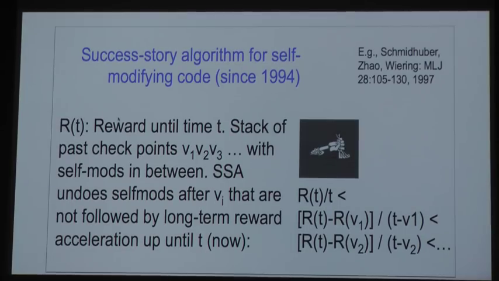So we force the system to do credit assignment all the way back in the history of learning algorithms so that it keeps improving, but every time in the life of the system we are ready to undo even old self-modifications if they have not been empirically proven to lead to improvement in terms of reward per time.